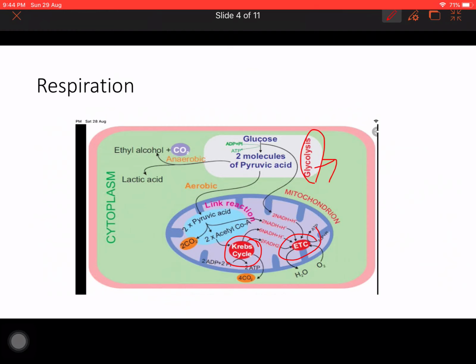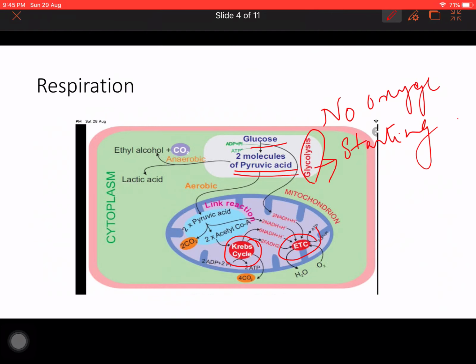So what is happening in glycolysis? Glycolysis is the starting point of respiration. Each molecule of glucose, a 6 carbon molecule, is broken down into 2 molecules of pyruvic acid by the process of glycolysis. It occurs in the cytoplasm of the cell and not in the mitochondria. It does not require oxygen, so no oxygen is required here.